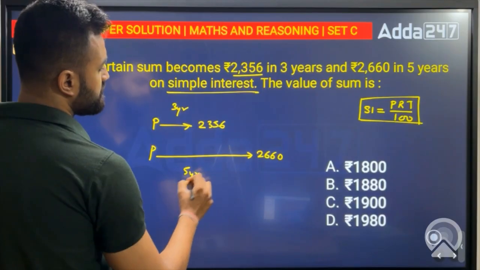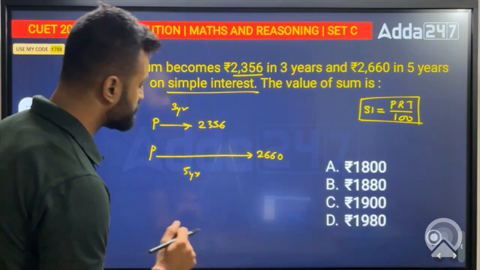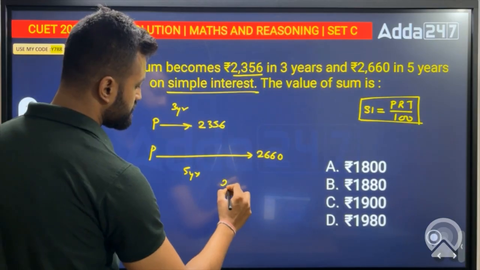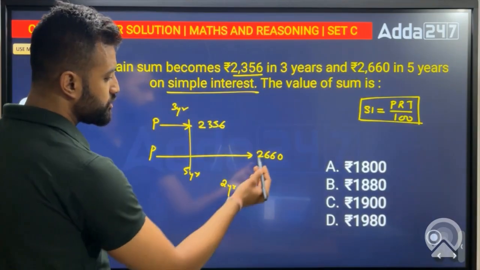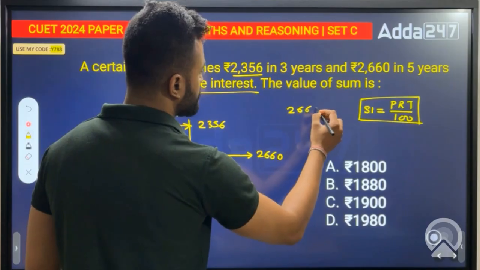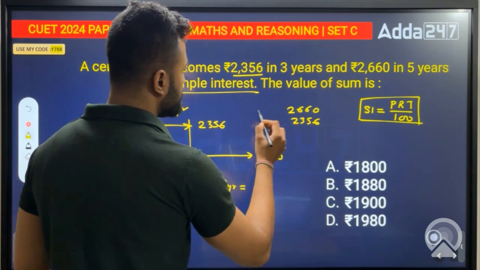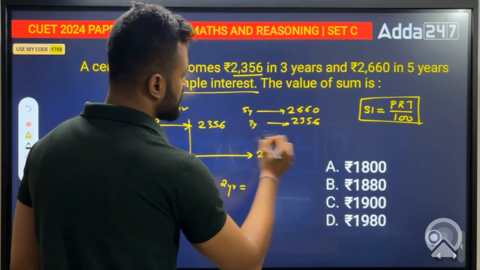So if I take the difference between them, 5 minus 3, I would get 2 years. So in 2 years, how much interest am I getting, in the gap between them? 2660 minus 2356. Why? Because this is the amount in 5 years and this is the amount in 3 years, so I am subtracting them.